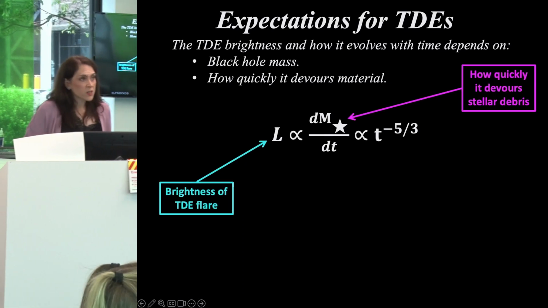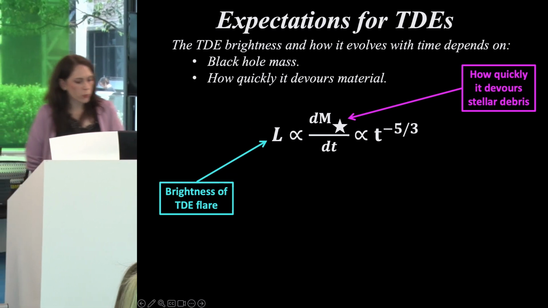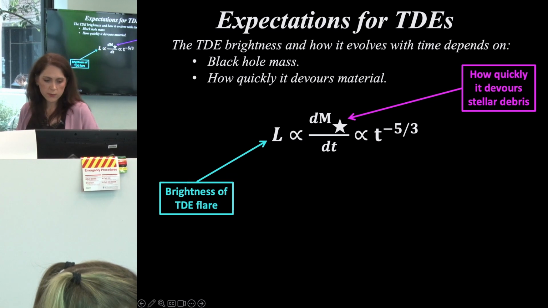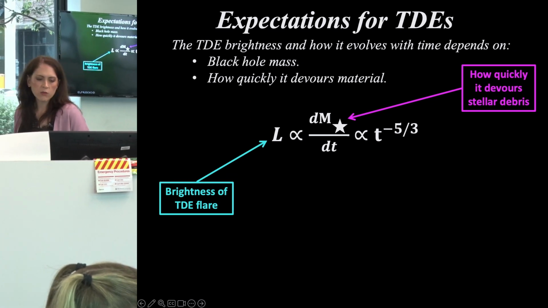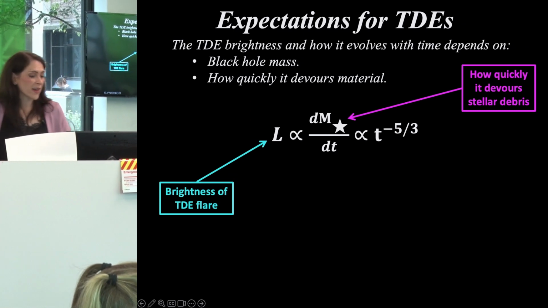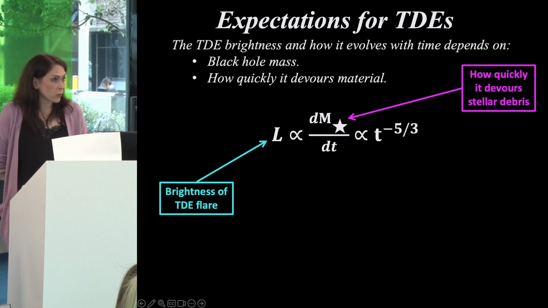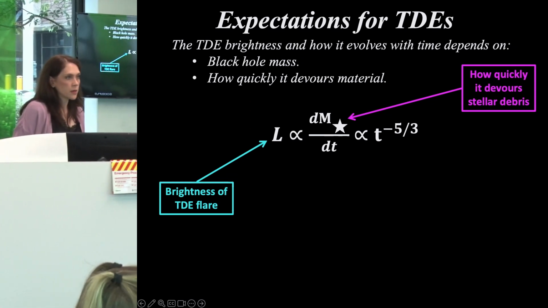So what would we expect from a tidal disruption event? Well, what we know is that the brightness of a tidal disruption event, and how its brightness evolves with time, depends on a number of factors. First, how bright the emission is depends on how quickly the black hole devours the star that it destroyed, and this depends on the mass of the star itself.